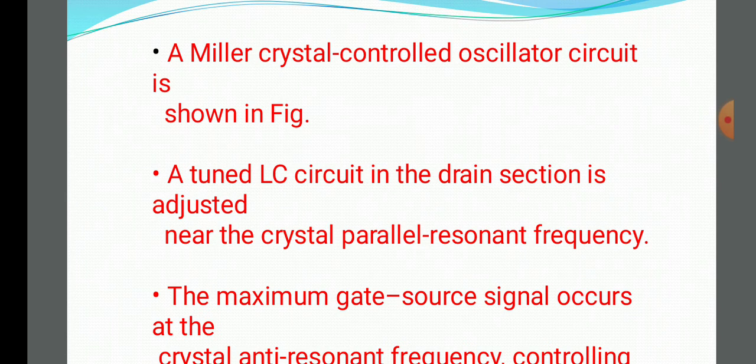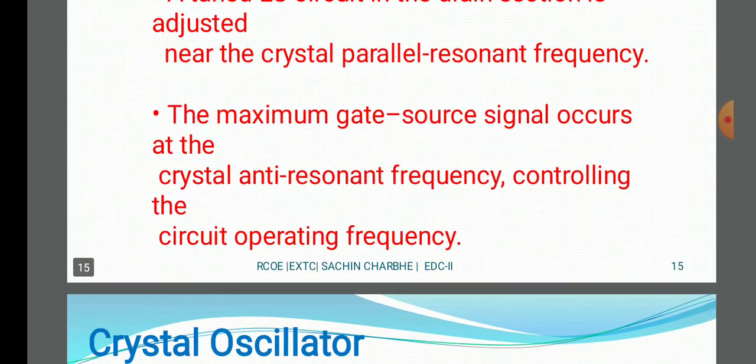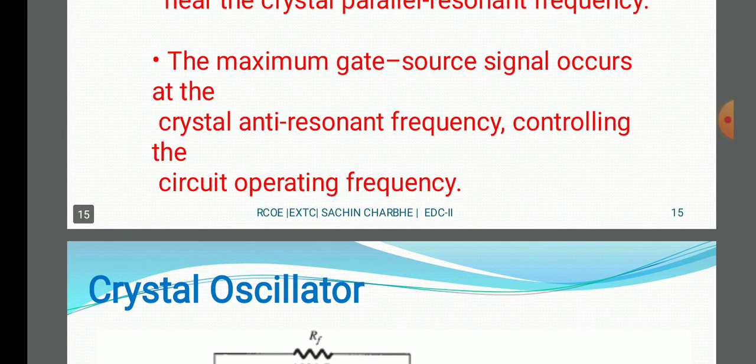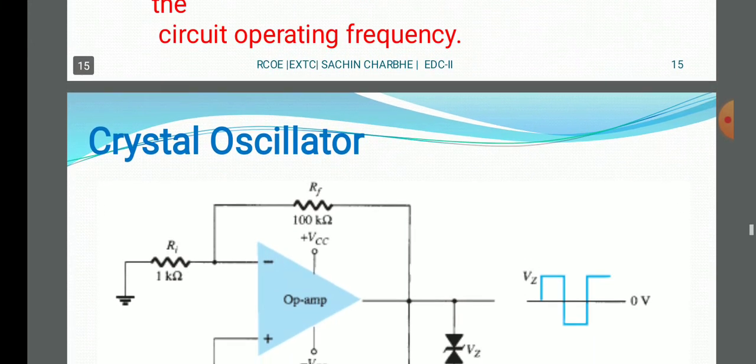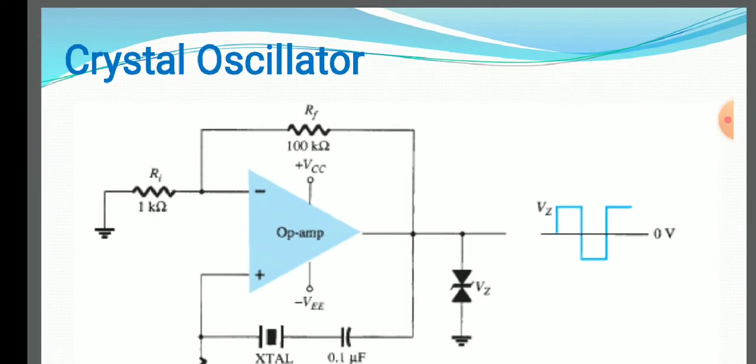The tuned LC circuit is in the drain section, and it is adjusted near the crystal parallel resonant frequency. The maximum gate-source signal occurs at the crystal anti-resonant frequency, which controls the circuit operating frequency. Now we will see the details of the crystal oscillator.